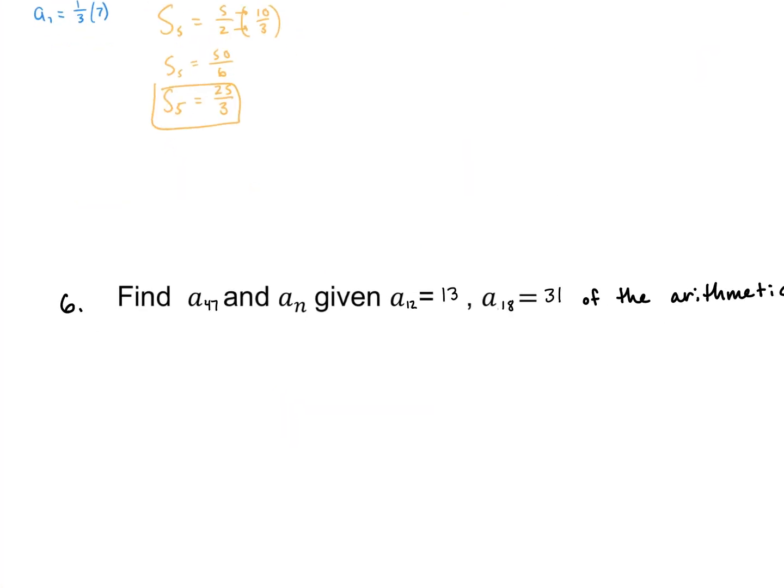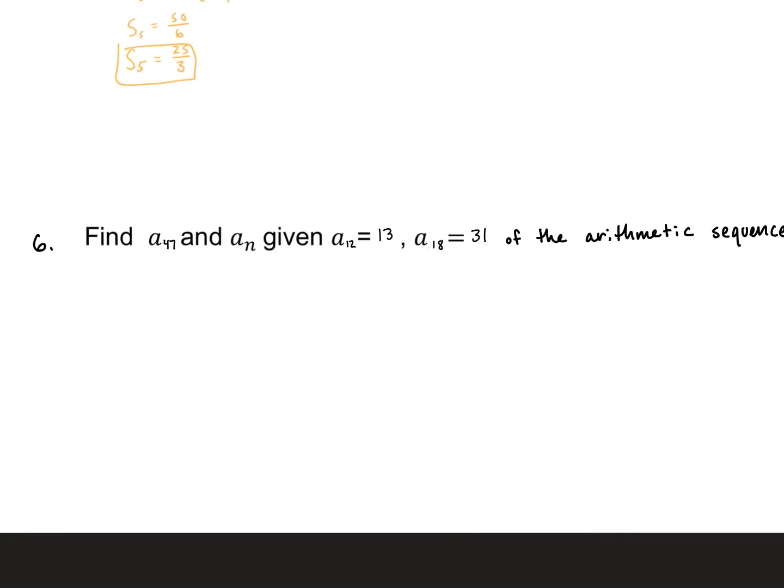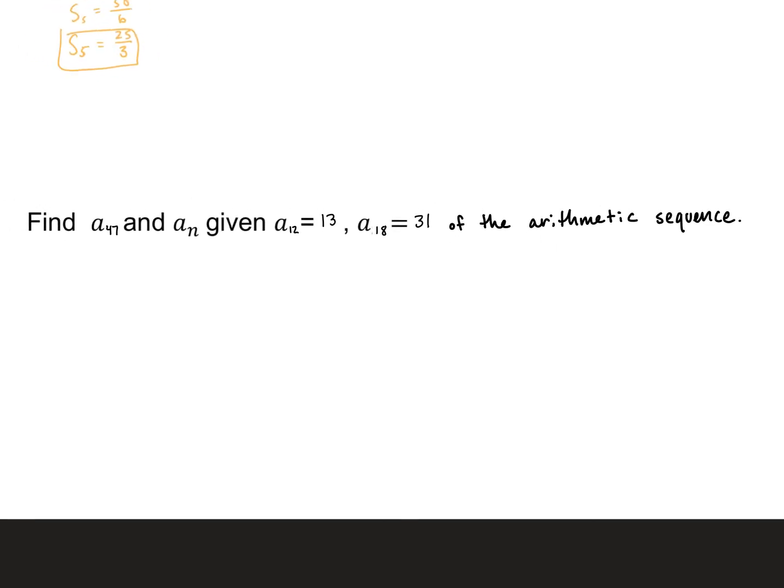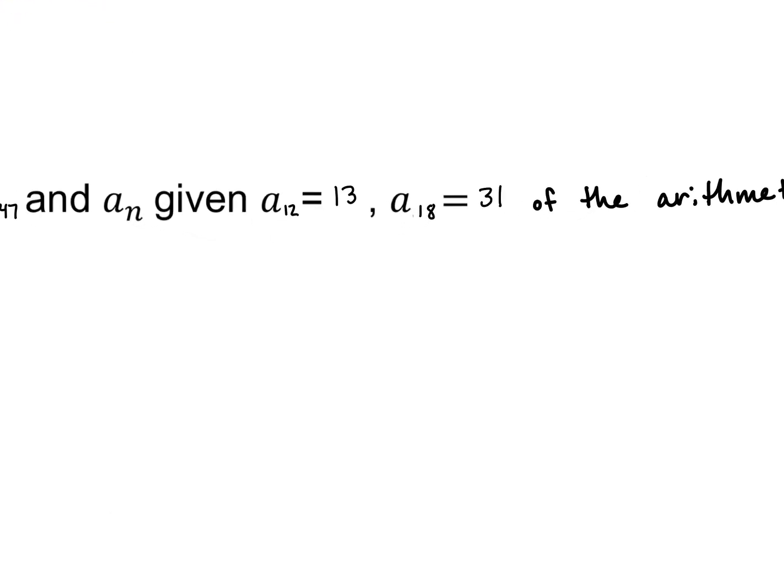All right, let's look at number 6. It asks us to find a sub 47 and a sub n given a sub 12 is 13, a sub 18 is 31 of the arithmetic sequence. So it tells us that it's arithmetic. So how would I set up my first equation? Find the difference between the farther term and the closer term. Perfect. I find the difference between 18 and 12.